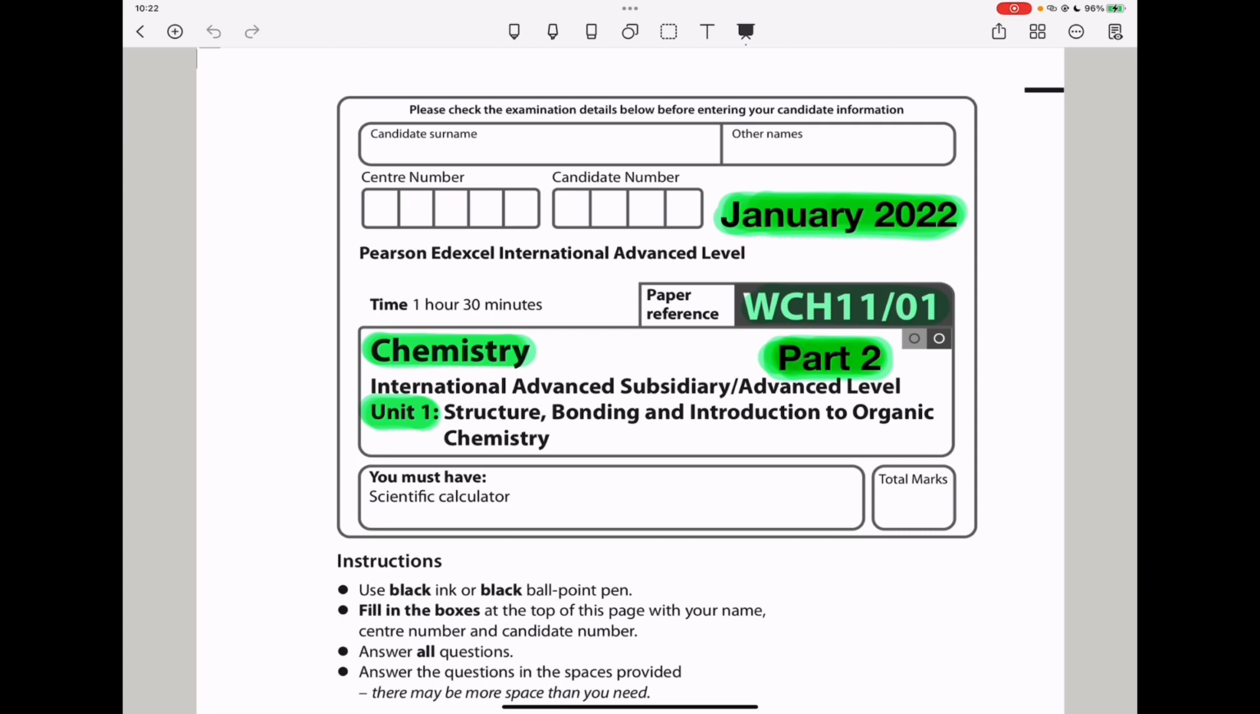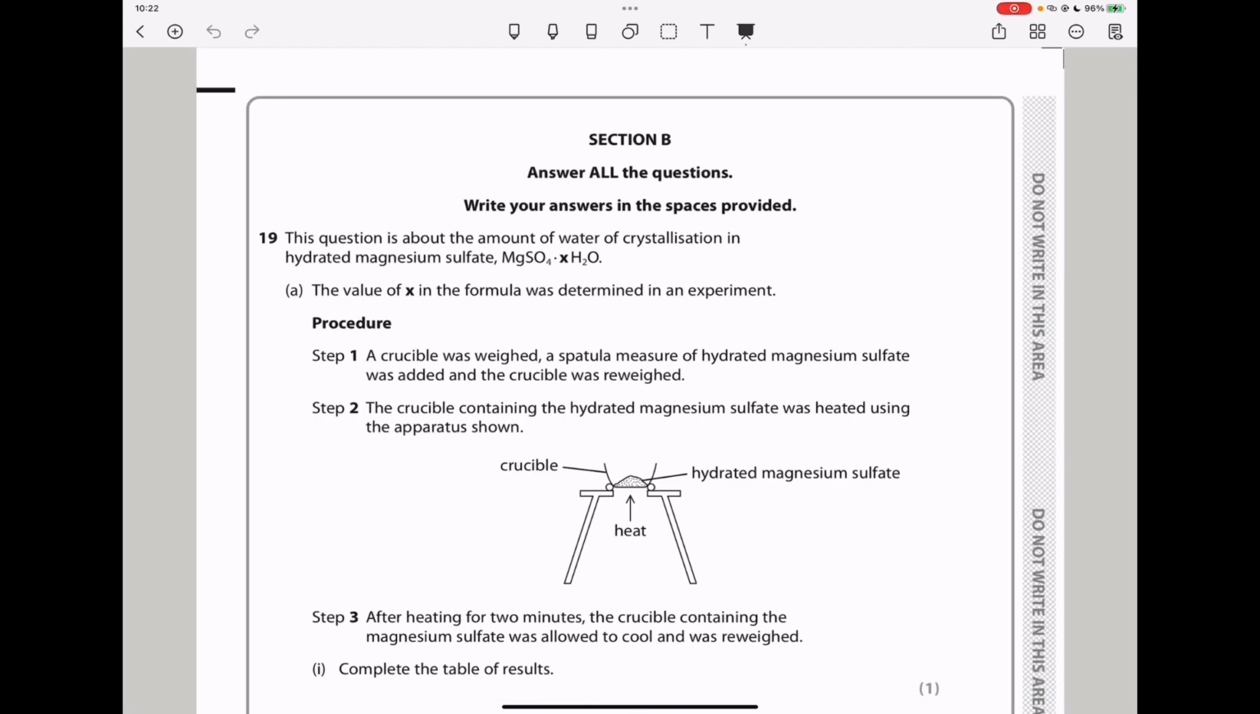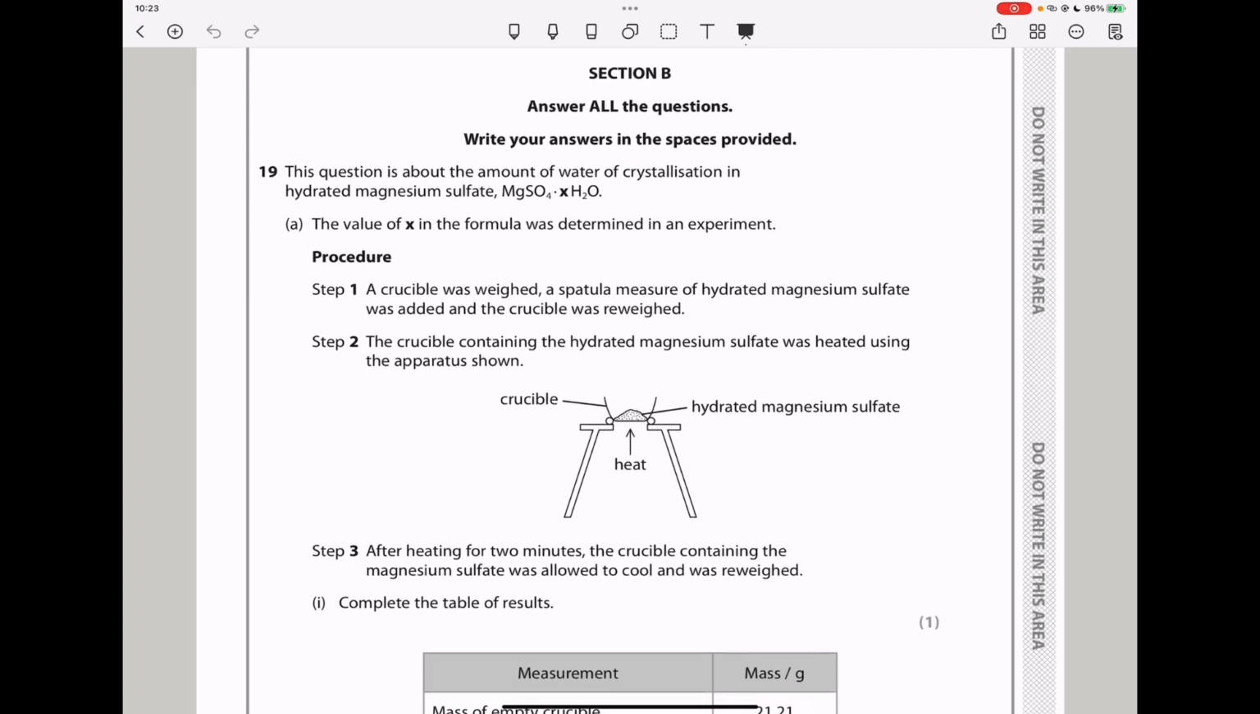Let's begin with question 19. Question 19. This question is about the amount of water of crystallization in hydrated magnesium sulfate, which is that they say the value of X in the formula was determined in an experiment. The procedure is as below.